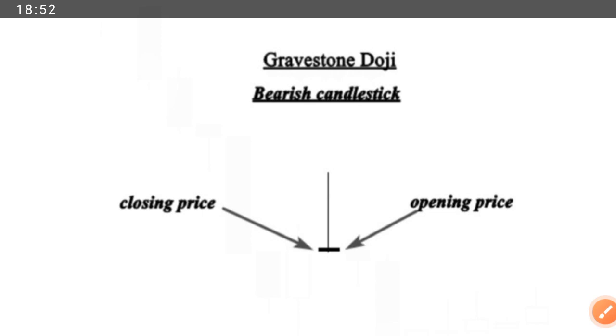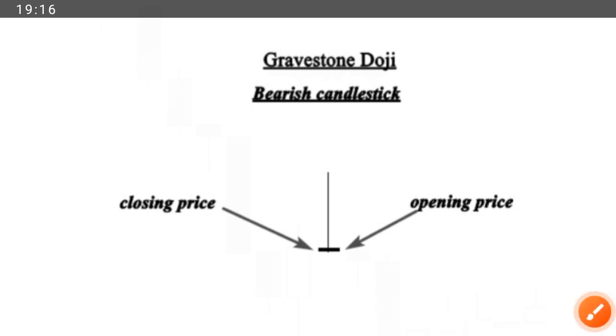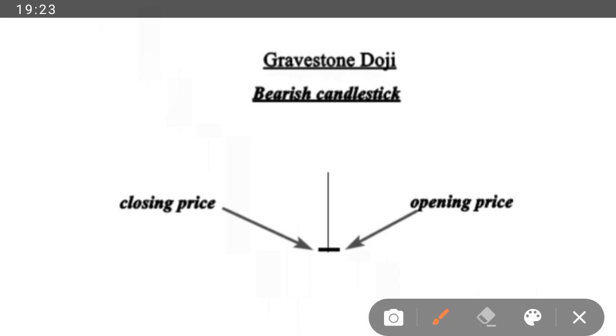See the example below. Look at the gravestone doji. Can you see that it looks like a grave? That's why they call it gravestone. So you don't need to cram the name. Now, what happened here? Price opened here. Then it went up, got here. But it didn't stop there. It went down again and closed here.